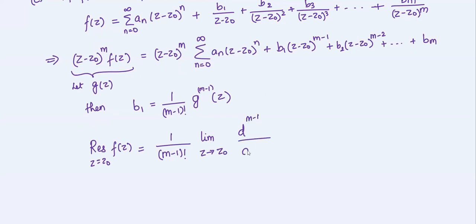M minus first derivative, z minus 0 whole power m times f of z. So m minus first derivative of g. So this is what it is. So this is the theorem.